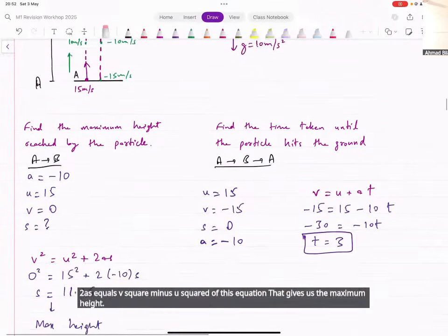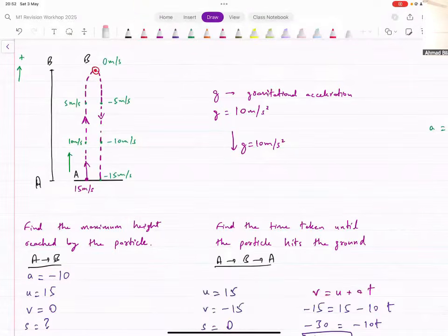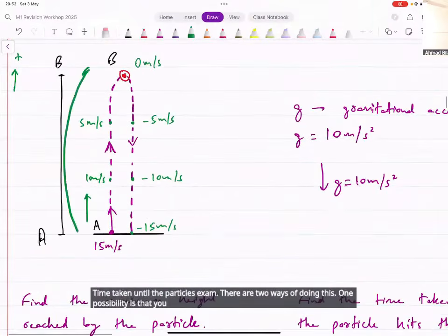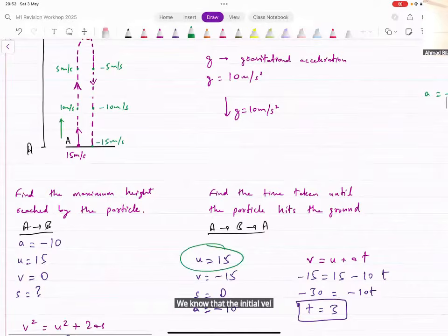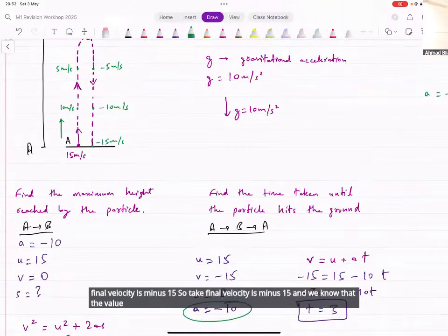If we had to find the time taken until the particle hits the ground, there are two ways of doing this. One possibility is that you find the time from A to B and then just multiply that by 2. Or you could do it directly as well. We know that the initial velocity is 15, that's what it was projected at. The final velocity is -15. We know that the value for A is -10. And we also know displacement now: if it reaches back at the same point, the displacement is 0.